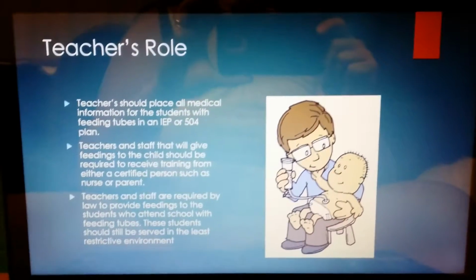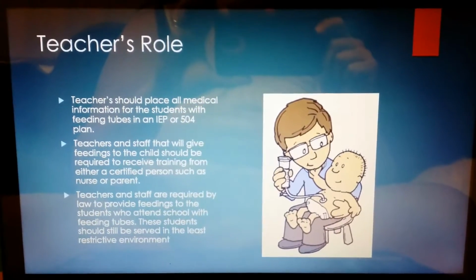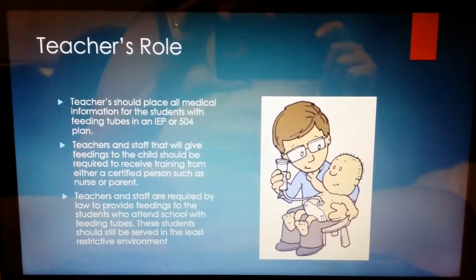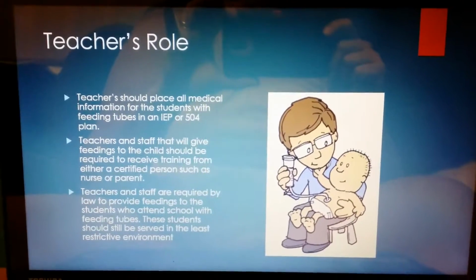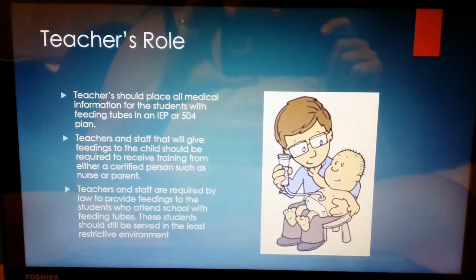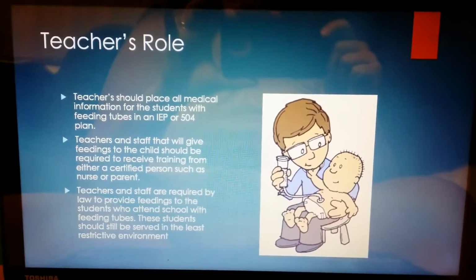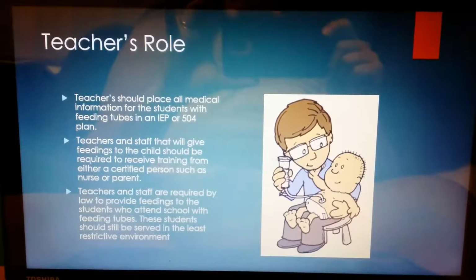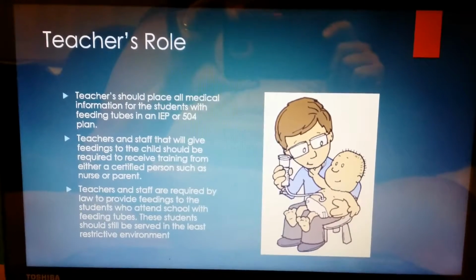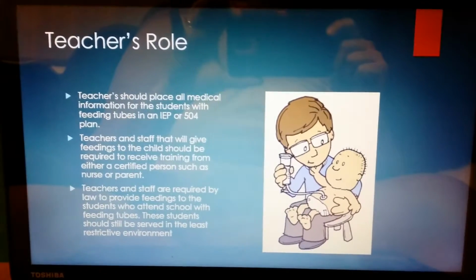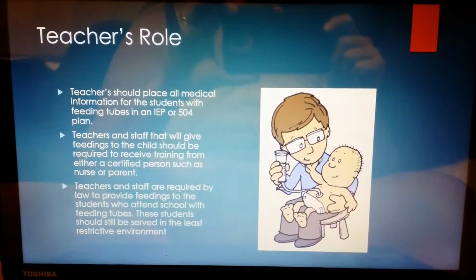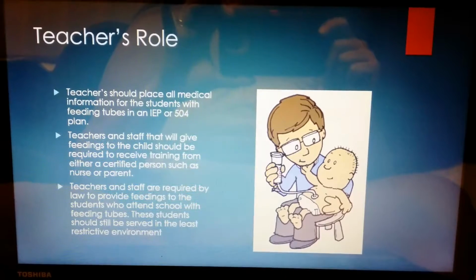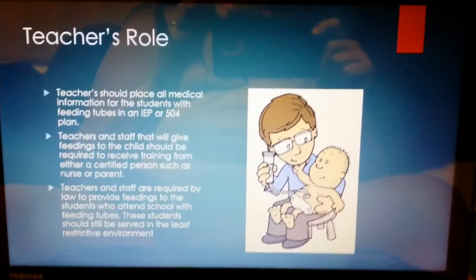The teacher's role in tube feeding. Teachers should place all medical information for the students with feeding tubes in an IEP or 504 plan. Teachers and staff that will give feedings to the child should be required to receive training from a certified person such as a nurse or parent. Teachers and staff are required by law to provide feedings to students who attend school with feeding tubes. These students should still be served in the least restrictive environment.